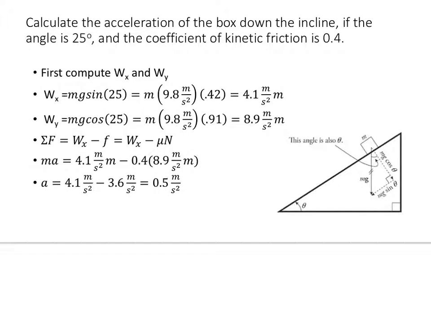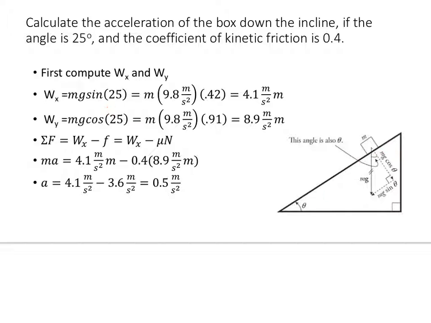All right, so another problem we can do, this is similar to the one we did earlier, but we want to calculate the acceleration of a box down an incline. Again, the angle is 25 degrees, but this time we know just the coefficient of kinetic friction as 0.4. Notice we don't know the mass of the box. Okay, so the first thing we want to do is to compute the x and y components of the weight because it's on an incline.